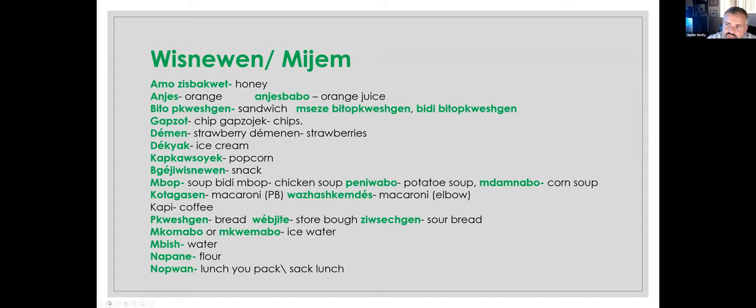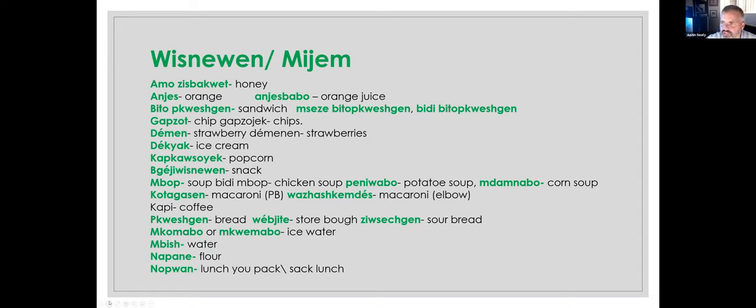Anjas is an orange. Anjas babo is orange juice. And you'll notice that a lot of liquids have a babo or a wabo or a nabo at the end, that abo, indicating that it's liquid-like.